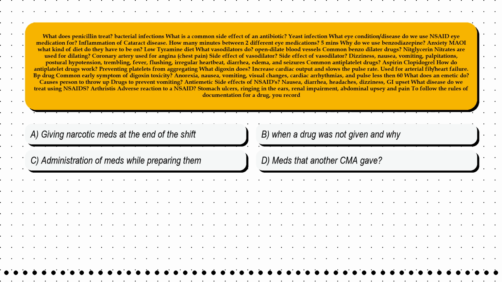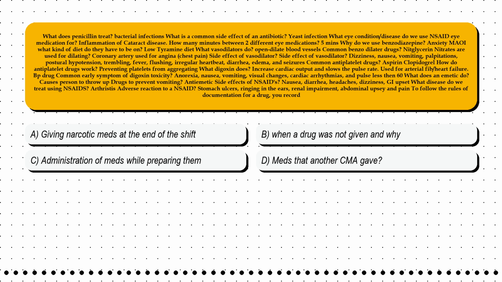Common antiplatelet drugs: aspirin, clopidogrel. How do antiplatelet drugs work? Preventing platelets from aggregating. What does digoxin do? Increases cardiac output and slows the pulse rate. Used for atrial fibrillation and heart failure. BP drug. Common early symptoms of digoxin toxicity: anorexia, nausea, vomiting, visual changes, cardiac arrhythmias, and pulse less than 60. What does an emetic do? Causes a person to throw up. Drugs to prevent vomiting.